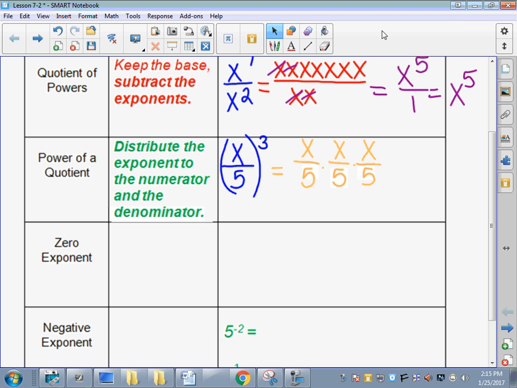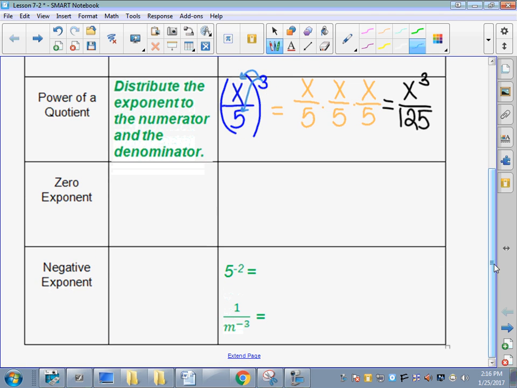So if I look at that as x over 5 times x over 5 times x over 5, my numerator would be x times x times x, or I would want to write that as x to the third. My denominator would be 5 times 5 times 5, which is not 15. It's 125. Check it on your calculator. So when I distribute that exponent, I had an x to the third power, and then I also had a 5 to the third power. So that's where that shortcut came from.